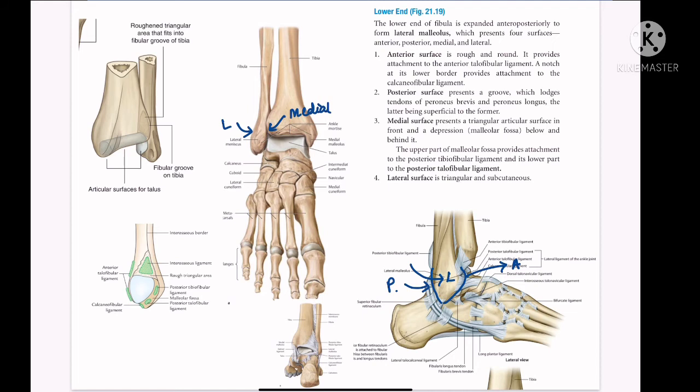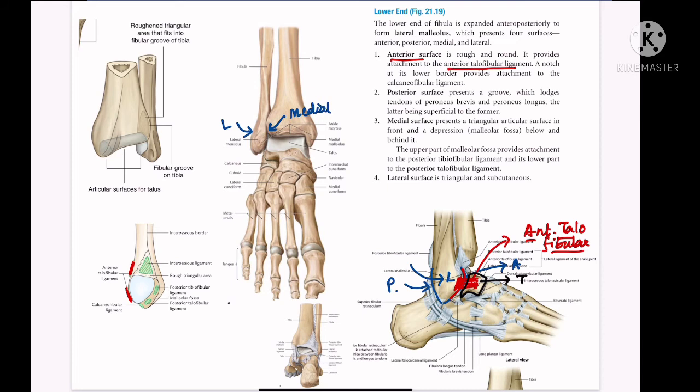Coming to the anterior surface, the anterior surface is rough and rounded, and it provides attachment to the anterior talofibular ligament. So from the fibula to the talus. Let's mark the outline of the talus. This is the talus. So from the fibula to the talus, the anterior talofibular ligament extends from the anterior surface.